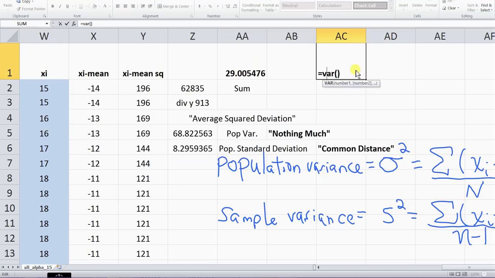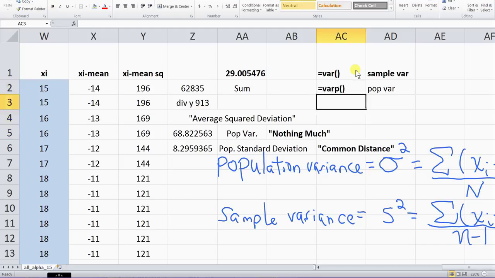So let me make a notation there. So that would be the sample variance. If you want the population variance to just be calculated for you directly in Excel, then the formula would be equals VARP. You add a P and then you put the data in that you want to calculate the variance for. So in this case, we would want to use the VARP formula to get this number. So let's try it out and see what we get.